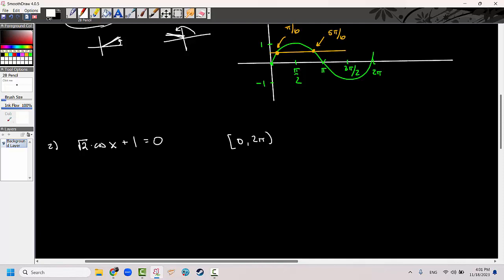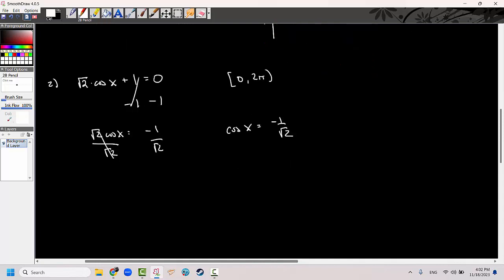And so from here, I'm going to go ahead and get that trig function by itself. I'm going to say rad 2 cos x equals -1. I'm going to divide by rad 2. And now I've got cos x equaling -1 over rad 2. Okay, well, if we remember how to rationalize the denominator, this will be equal to negative rad 2 over 2. But again, it might also be helpful to see it as unrationalized. It's not a big deal.